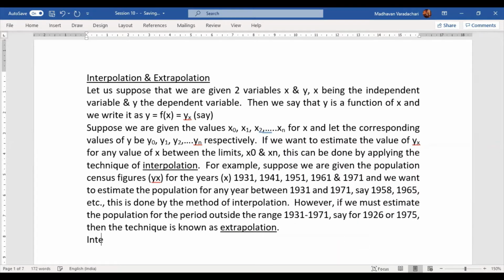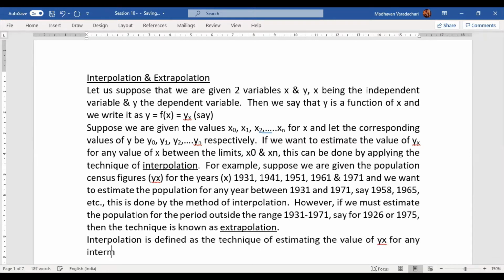So interpolation is defined as the technique of estimating the value of y suffix x for any intermediate value of the variable x.